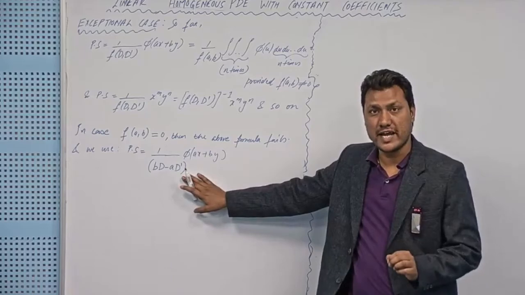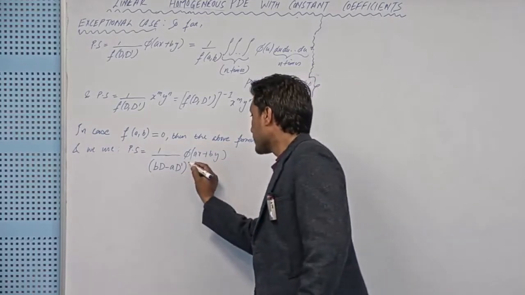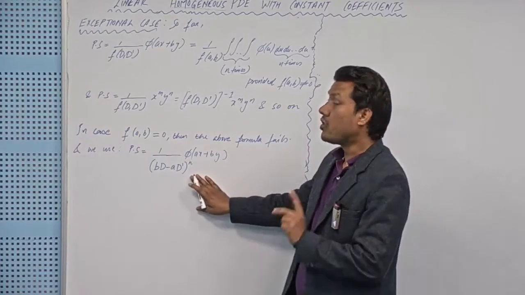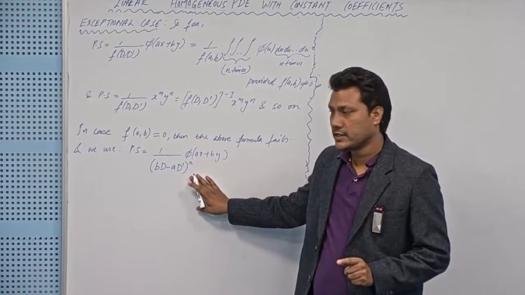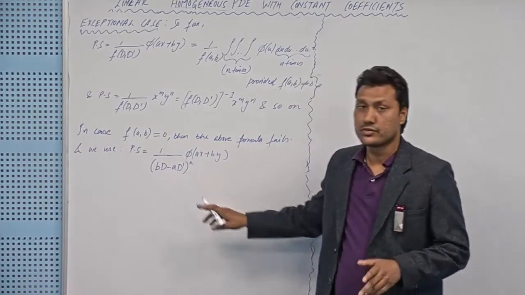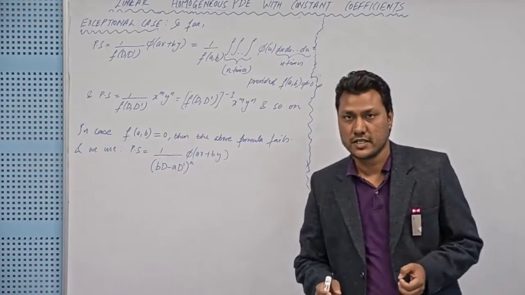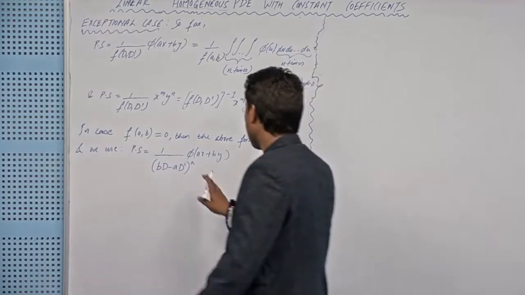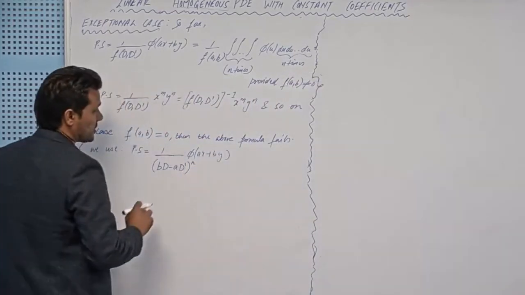The worst case is that there are n linear factors, all of them going to 0. What is n? n is the order of this PDE, right? And all n factors go to 0. That is the worst case, and we are discussing the formula for that worst case. Here I have written this power as small n.